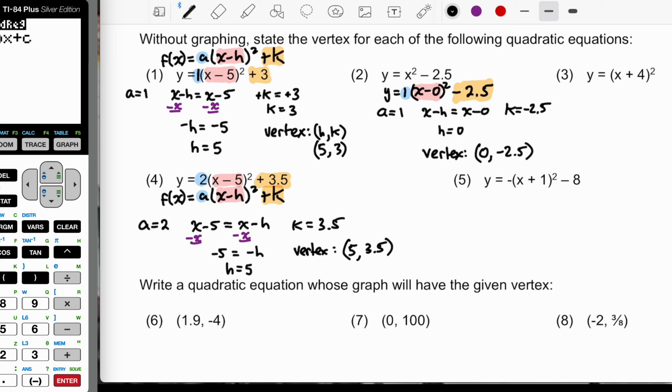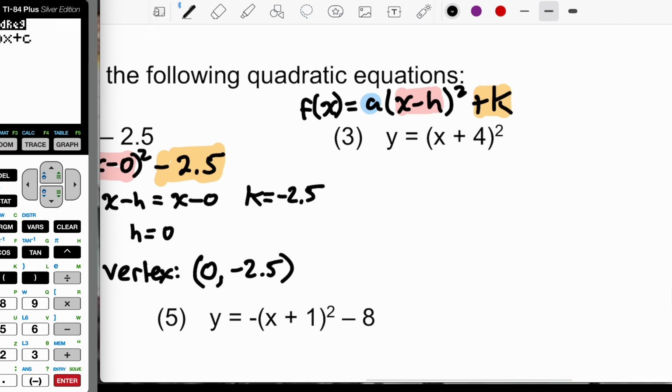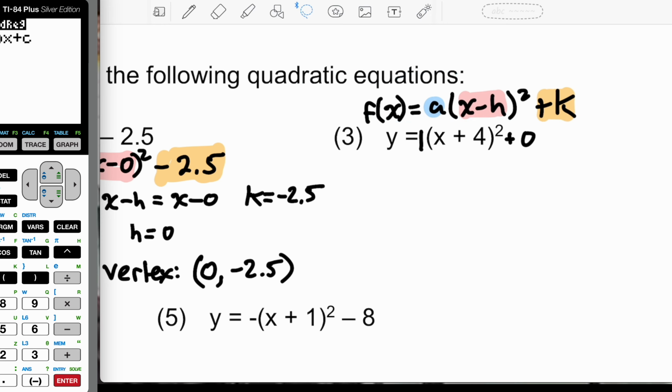Number 3, again, same deal. It looks like it's probably not in vertex form, but if I make a couple of little adjustments, it would make it vertex form. Right? So it needs to have this structure. Right? So it needs to look just like this. It doesn't yet, but we can make a quick modification, and it will. All right? So put a 1 in front and a plus 0 off at the end, and now you have it in vertex form. All right? Very slight adjustment.